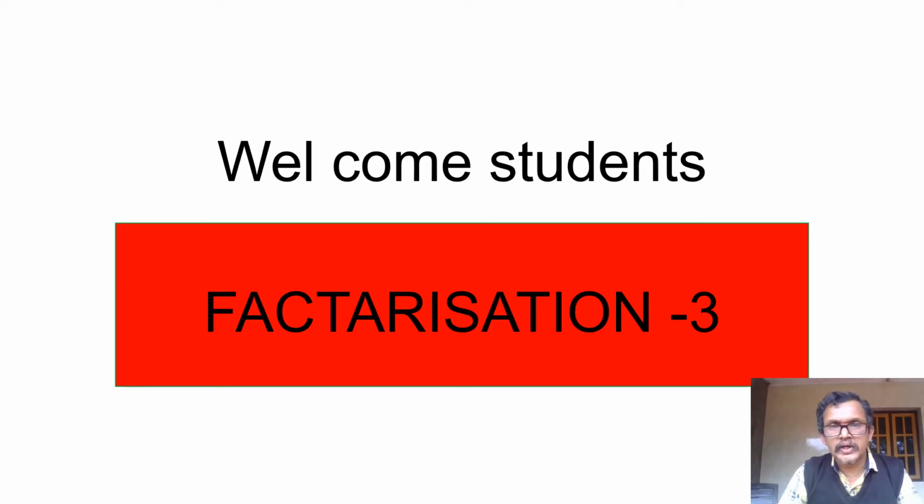You have already learned two types of factorization: one by splitting the middle term, and another by using the expressions a plus b whole squared, a minus b whole squared and a squared minus b squared. Here we have a new type of algebraic expression, that is, binomial expressions of the type a cube plus b cube and a cube minus b cube. Okay, let us see.